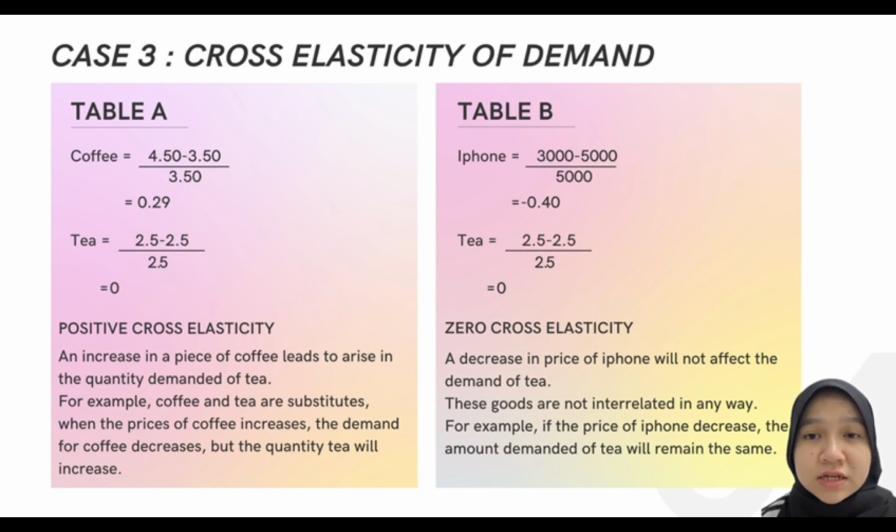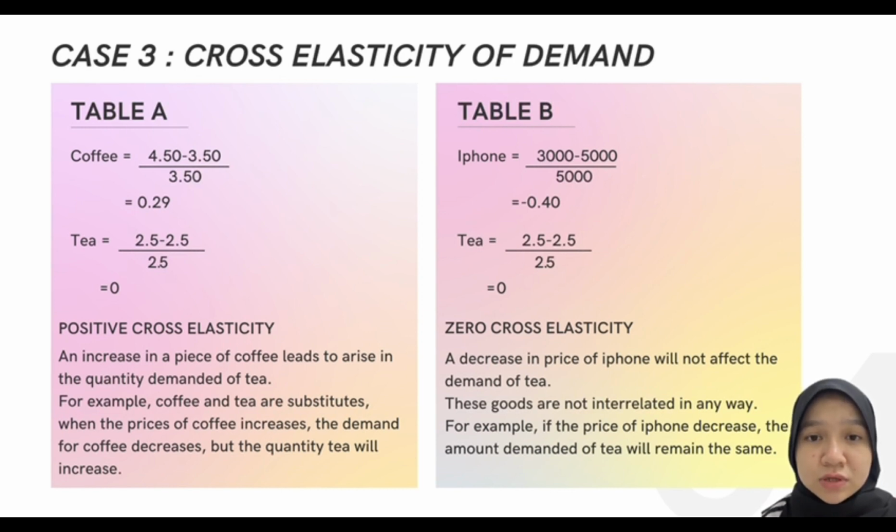An increase in the price of coffee leads to a rise in the quantity demanded of tea. For example, coffee and tea are substitutes. When the price of coffee increases, the demand for coffee decreases, but the quantity of tea demanded will increase.